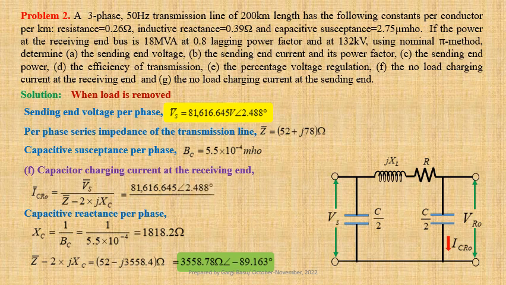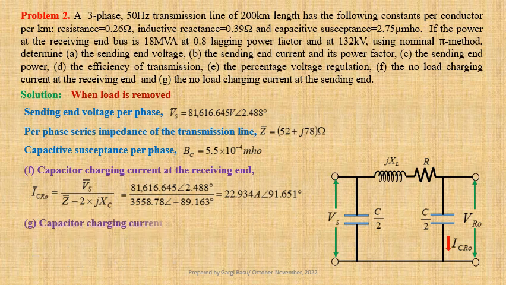Using values we get I_CRO equals to 81,616.645 at an angle 2.488 degree divided by 3558.78 at an angle minus 89.163 degree. That gives us 22.934 ampere at an angle 91.651 degree. Now we shall calculate capacitor charging current at the sending end.